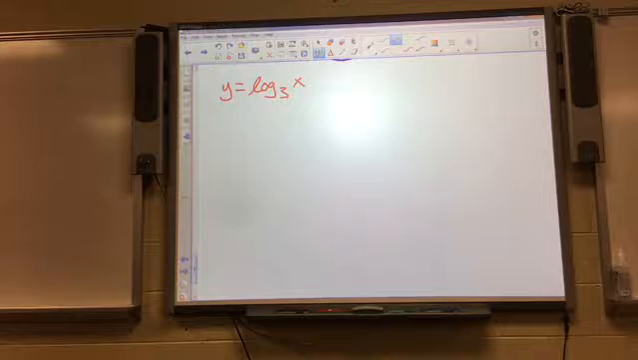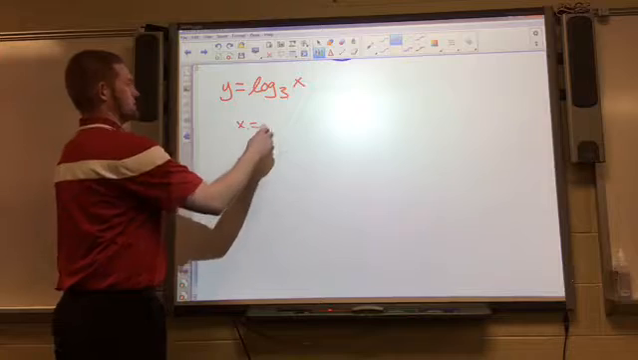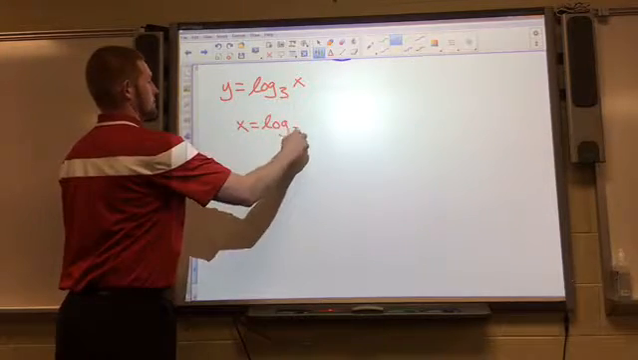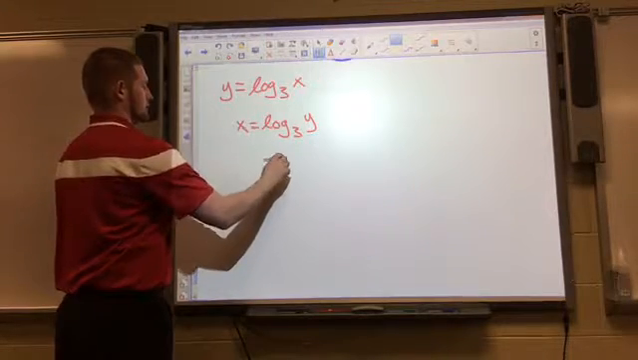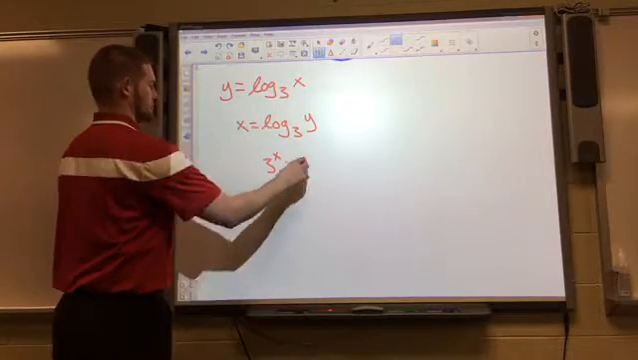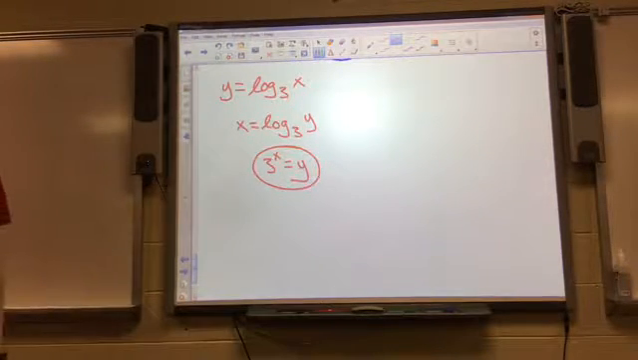3 to the... Yeah, sorry. Well, actually, we got to switch them first. My fault. We got to switch our x and our y's and then go after that. So we do have to switch them, but once you switch them, it's 3 to the x power equals y. Sorry to confuse you. Switch your x and your y, and then go ahead and take your root.